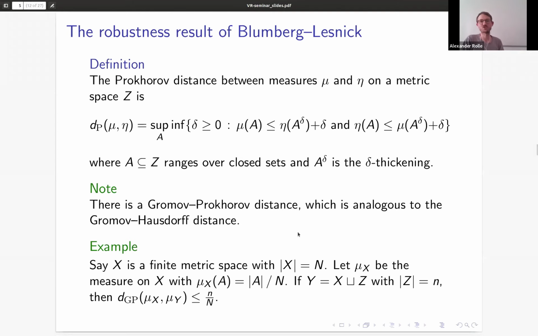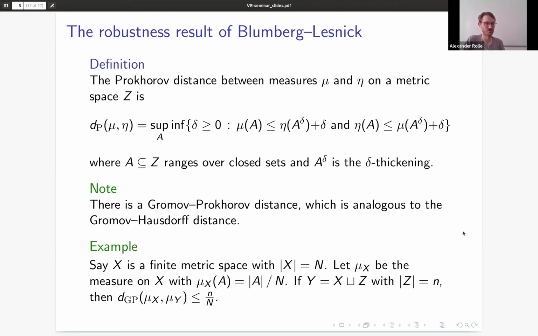So what this means is if I start with any set X and then I add a small number of outliers, it doesn't matter where I put them or what relationship they have with the geometry of what I started with, then this Gromov-Prokhorov distance will be small if this number of outliers I add is small. And so then the idea of Blumberg and Lesnick is to prove a stability result for degree Rips, where now we compare point clouds using the Gromov-Prokhorov distance instead of, say, the Gromov-Hausdorff distance.